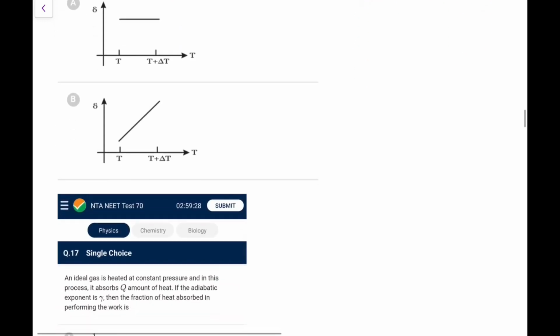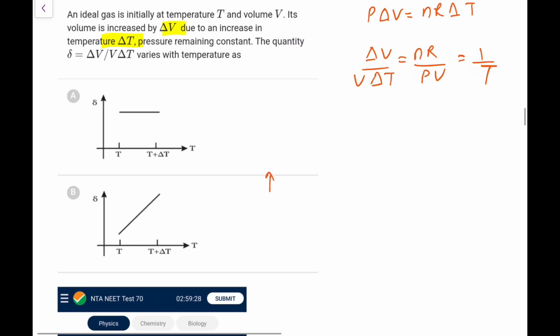So look at the curves. Okay, I haven't taken the proper screenshot. Option C is given like this. So I'll go for option C because it is inverse to T.